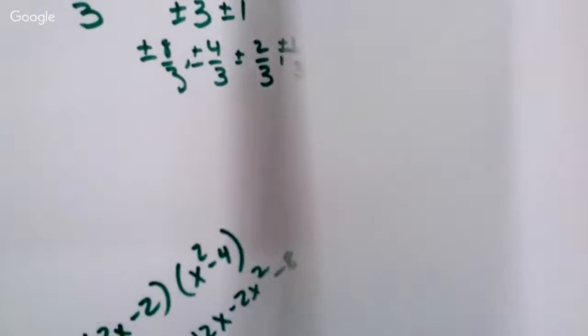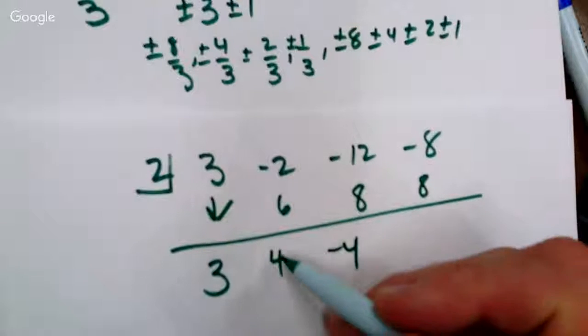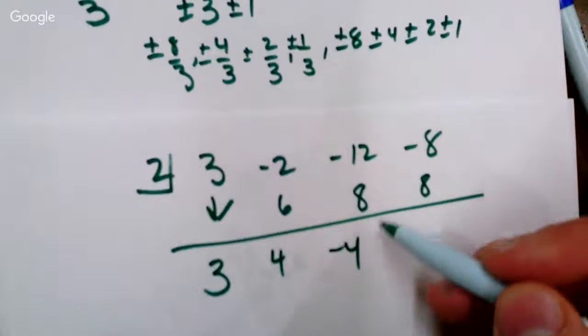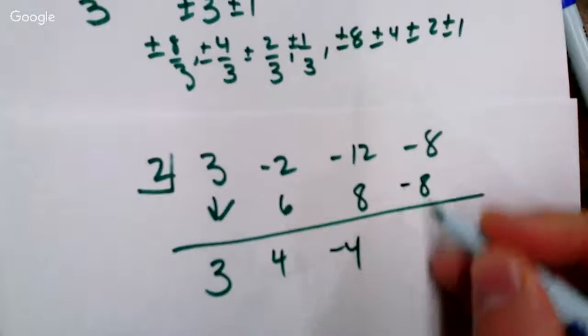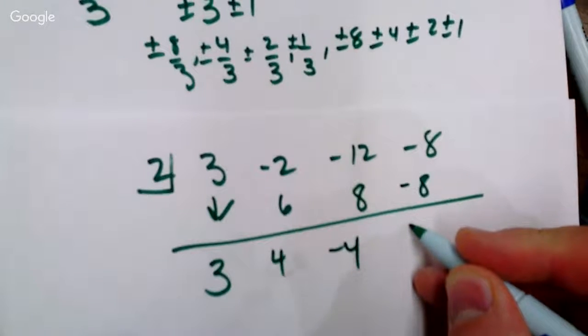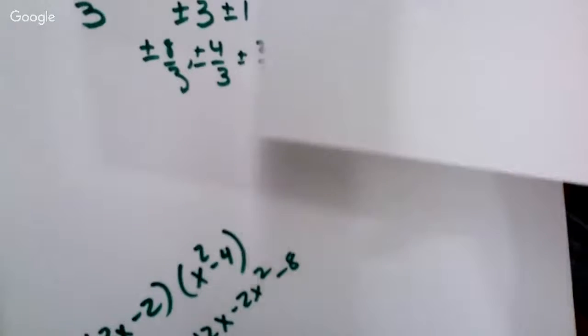Give me just a sec. That should have worked out. What did I do wrong here? 3 gives me a 6. 4 gives me an 8. And negative 4. Oh, that should give me a negative 8. Hold on just a second. I made a mistake here. Pause for a second.